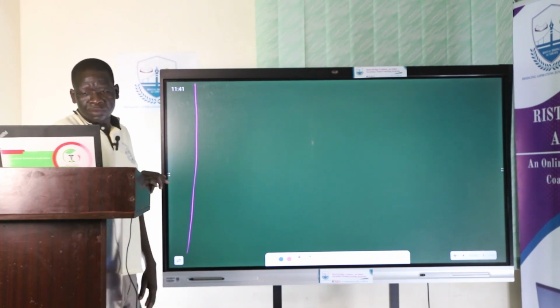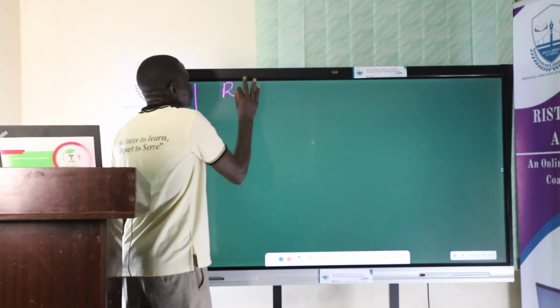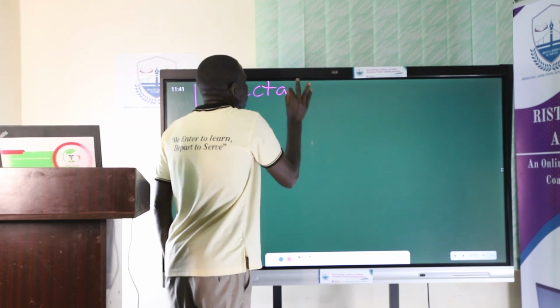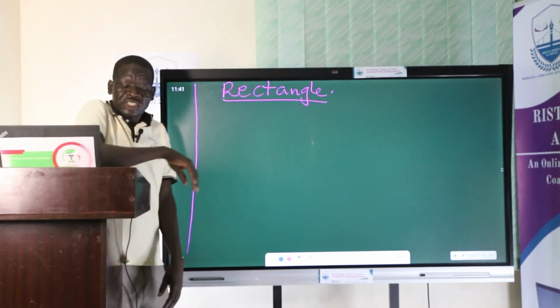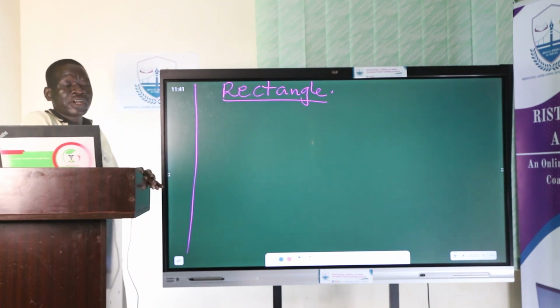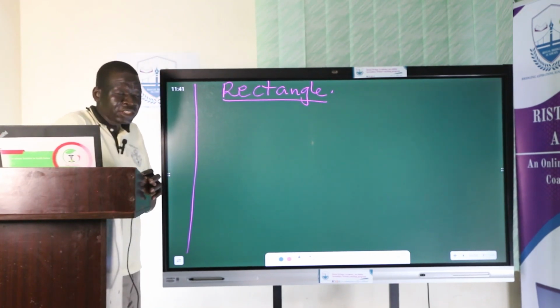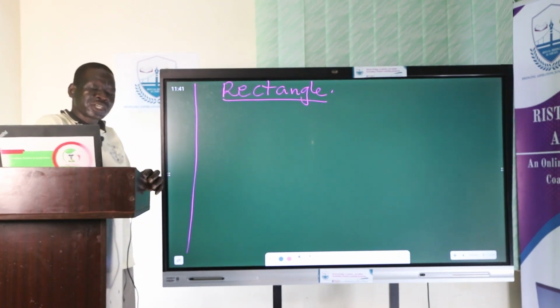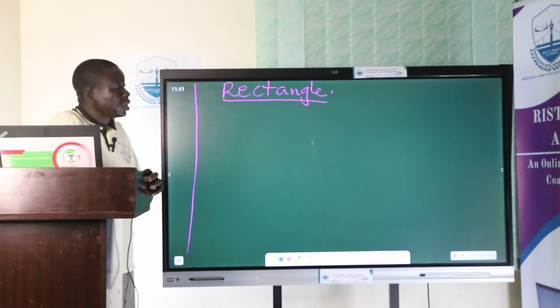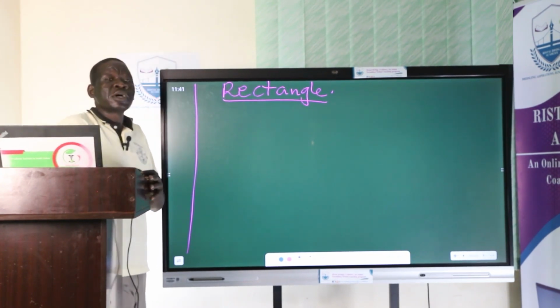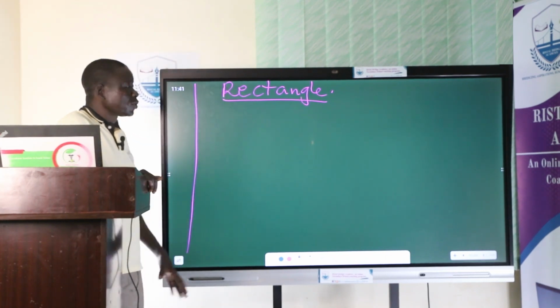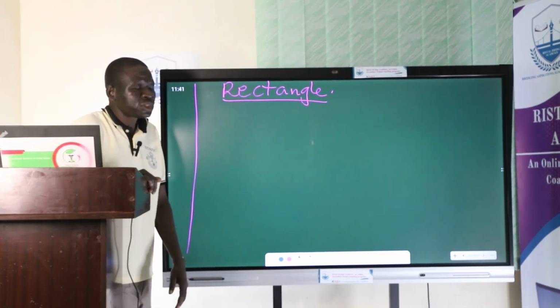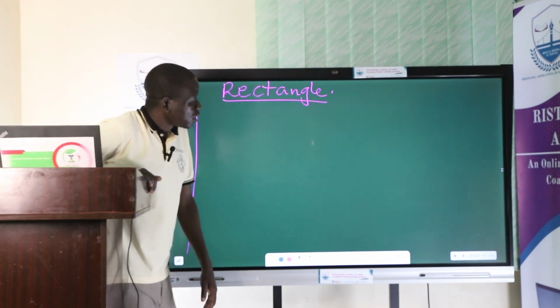For a rectangle, perimeter is still given by side plus side plus side plus side. Since perimeter is the total distance around the figure, we have to add all the sides.